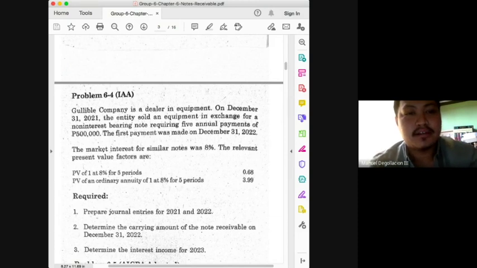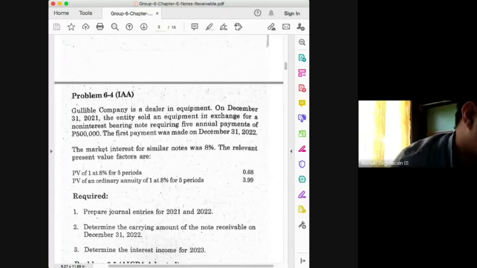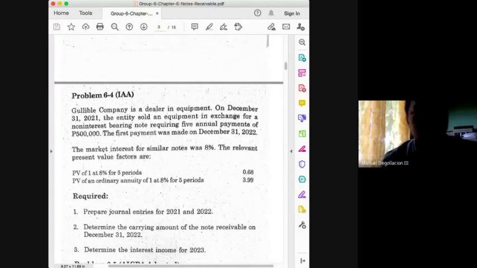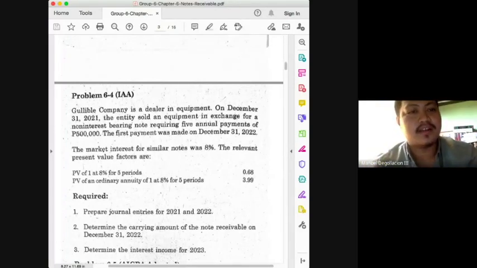So interest income would be 159,600. Okay. So that would be the first question here: how much would be your interest income for the year 2022? And again, your answer would simply be 8% times 1,995,000.